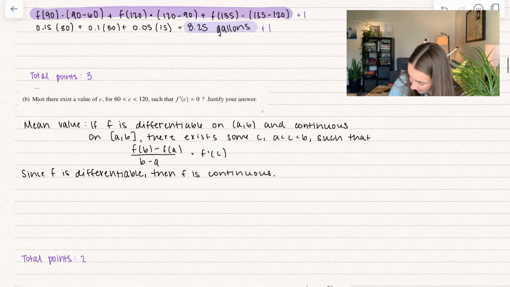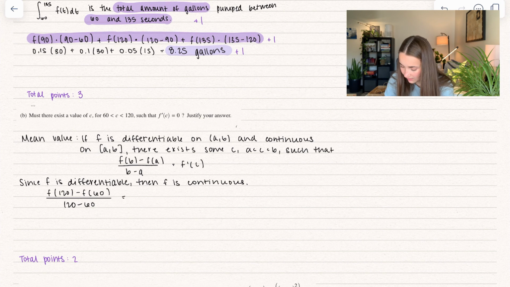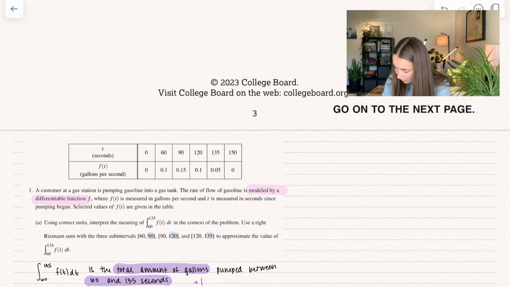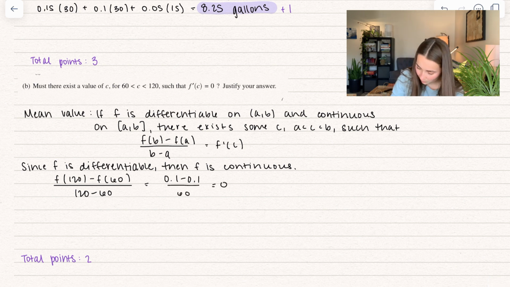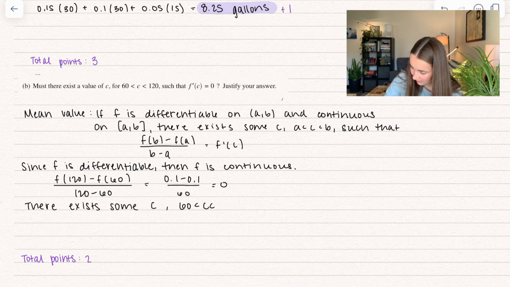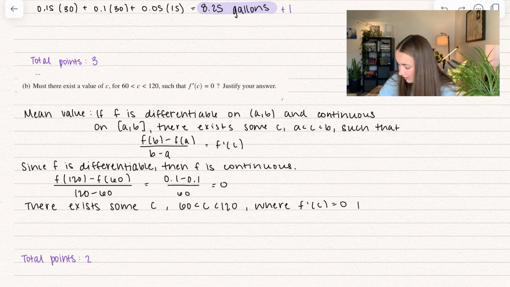So let's go ahead and do that. We have f of our b, which is going to be 120, minus f of 60 divided by, and let's go ahead and do 120 minus 60. So let's take a look at our chart to find f of 120 and f of 60. F of 120 is going to be 0.1. F of 60 is also going to be 0.1. So when we plug this in, we get 0.1 minus 0.1 divided by 60 is going to be equal to 0. So there exists some c, 60 is less than c is less than 120, where f prime of c is equal to 0. And you can say your justification, this is by the mean value theorem.